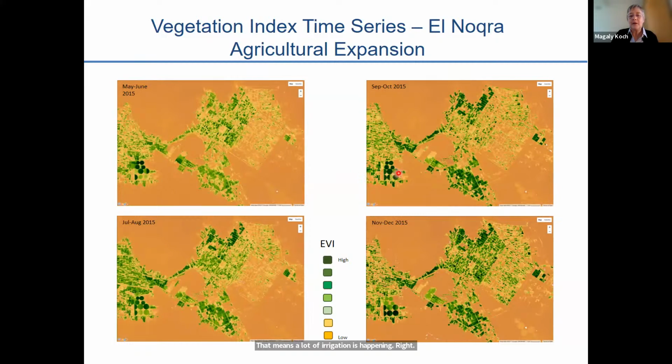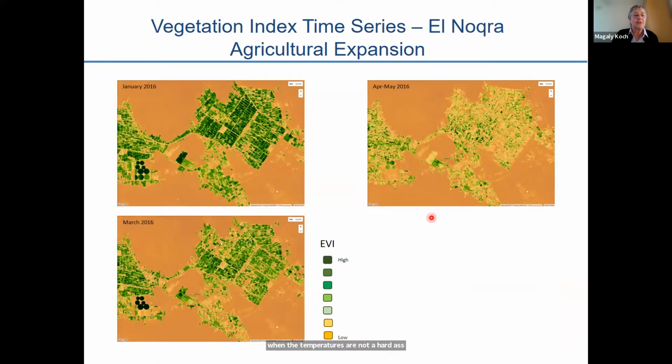And then in September, October, it spreads out. It's when the temperatures are not so hot, and especially in January, in that part of the world, the temperatures are less high, and it is more feasible to do irrigation because you're not losing so much water to the atmosphere through evapotranspiration. And that's when most of the fields are being irrigated, until March. And then this is when they stop, right?